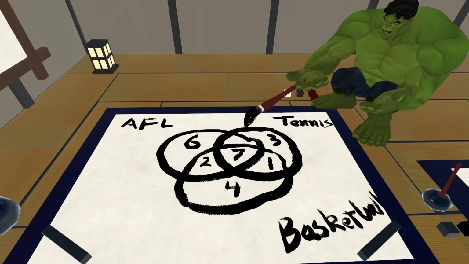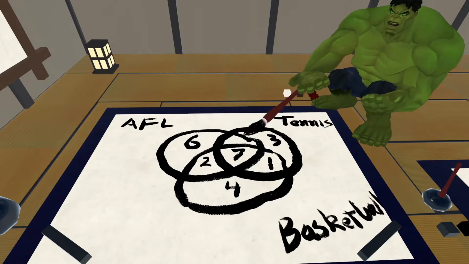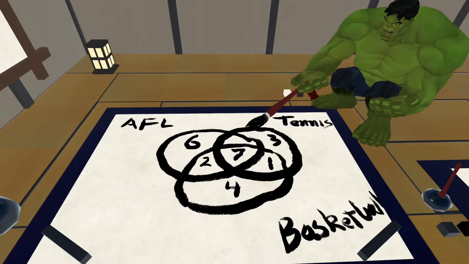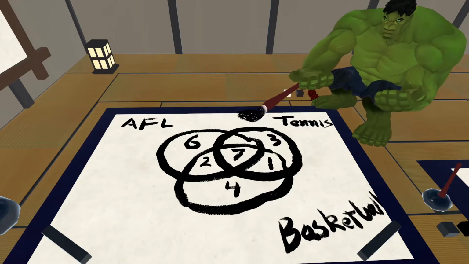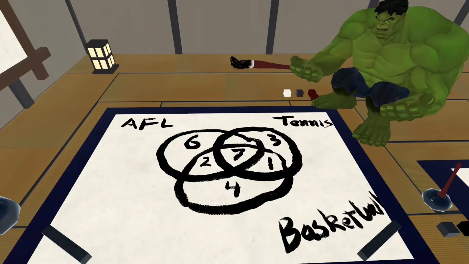We can see in the middle here of all 3 of our circles, there's a 7. So that means that 7 people have picked all 3 sports as their favorite.